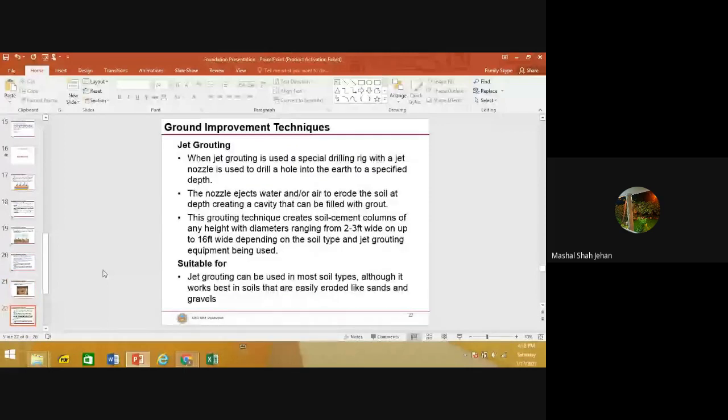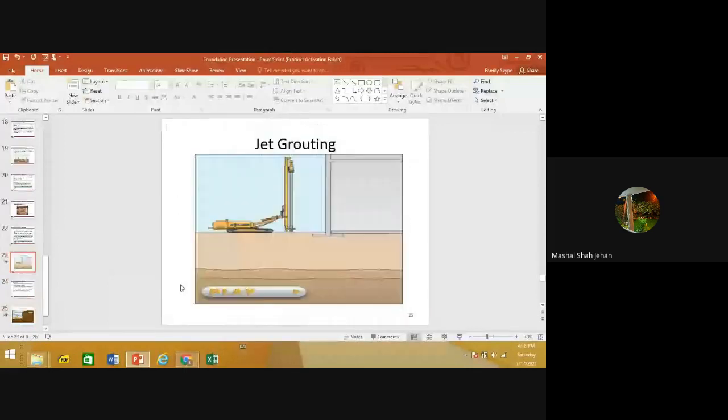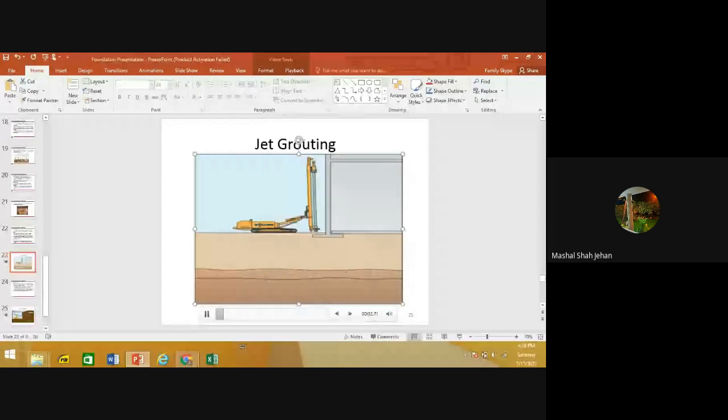Then there is jet grouting. I'll be explaining this with visuals. In jet grouting, a special drilling rig, which can be seen with the nozzle, is used to drill a hole into the earth to a specified depth. The nozzle ejects water or air or a combination of both at depth, and it creates a cavity that can be filled with grout. This grouting technique creates soil cement columns of any height with diameters ranging from 2 to 3 feet up to 16 feet, depending on the soil type and jet grouting equipment used.